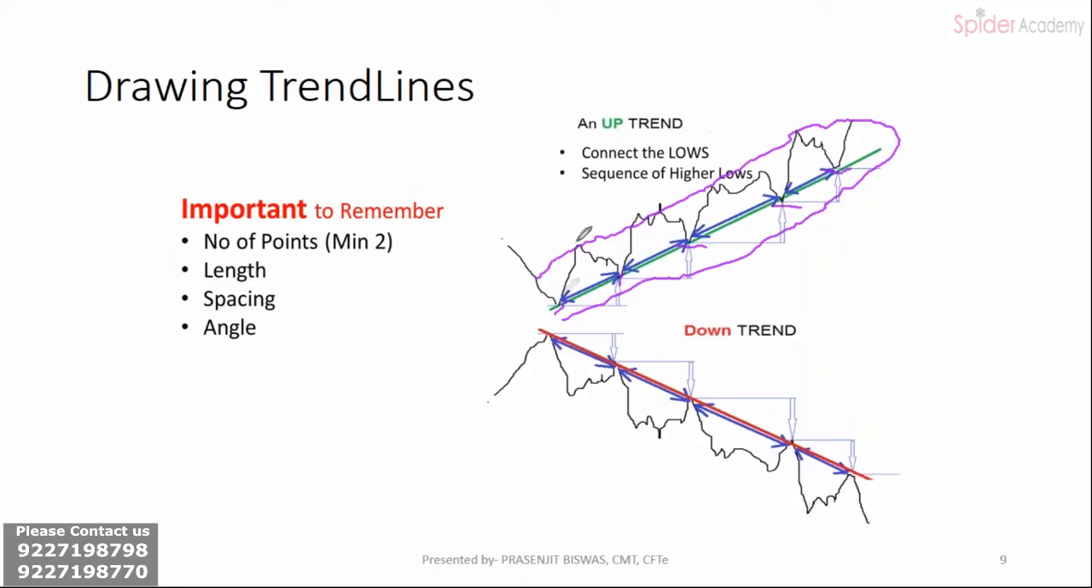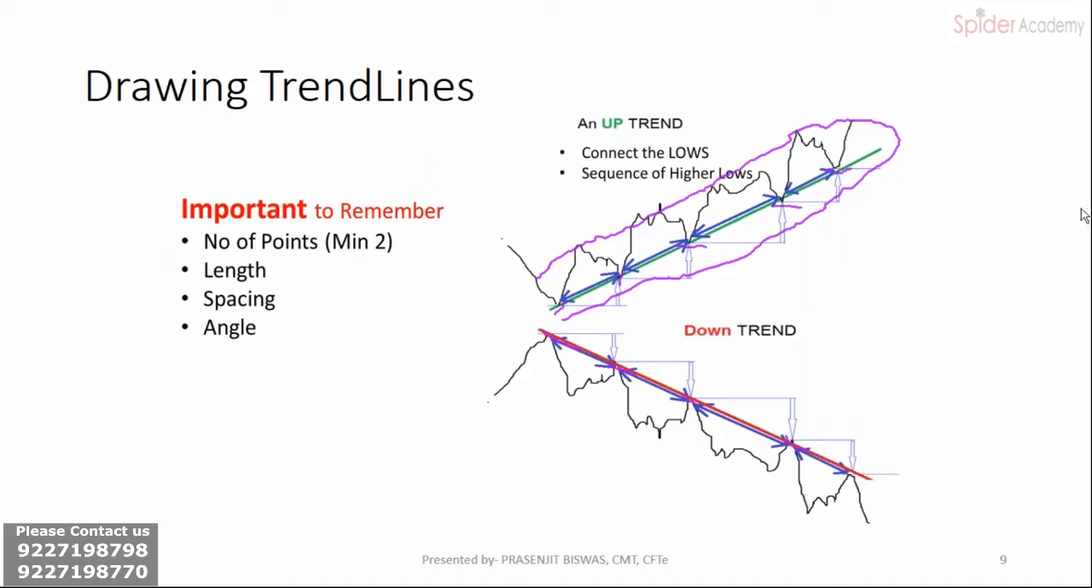Now, similarly, a downtrend is basically a sequence of lower highs where you connect the reaction highs and you get the trend line defining the downtrend. So in case of an uptrend, you join the higher lows to get the trend line, and in case of a downtrend, you basically connect the lower highs.